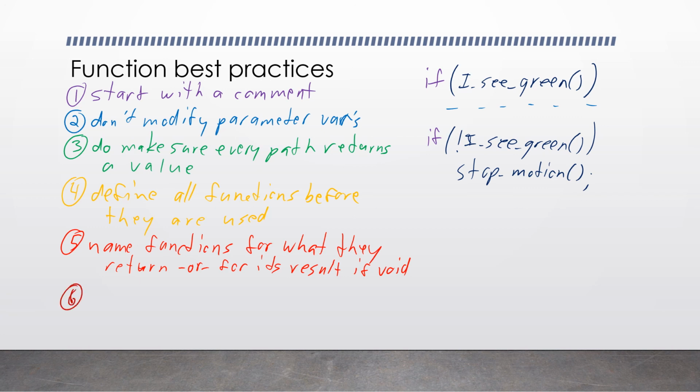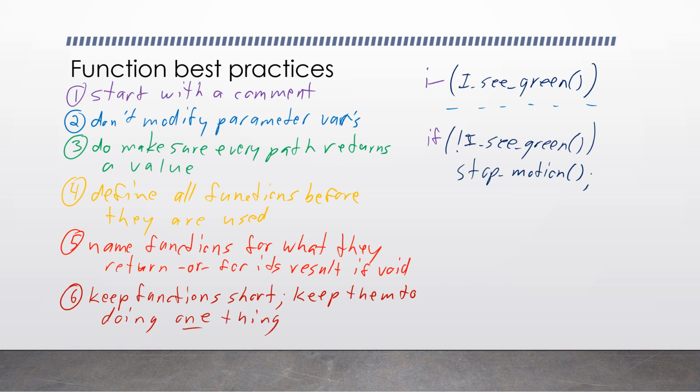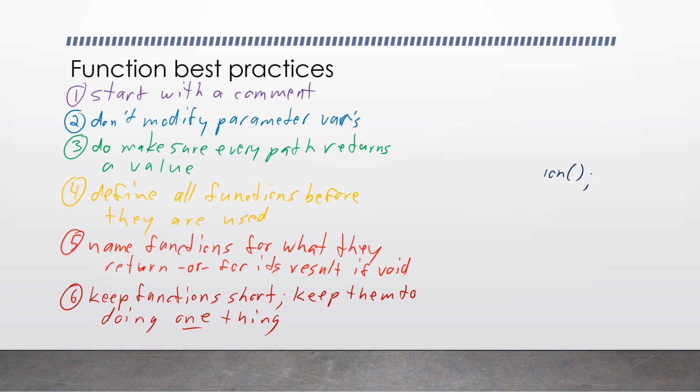Finally, and this is probably the hardest thing to learn in good coding practices, is keep functions short, keep them to doing one thing. So in my example of the I see green function, it read the sensor, but then it called the is green function to find out if the color was green. Each of those functions is doing one thing. Each of those functions is relatively short, and therefore it's pretty easy to debug.